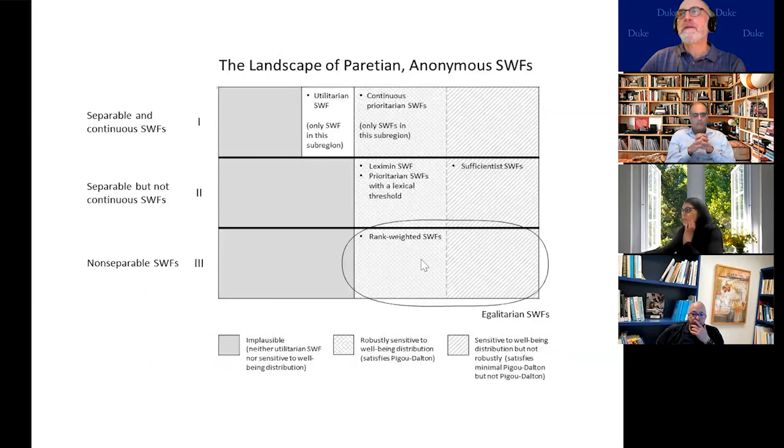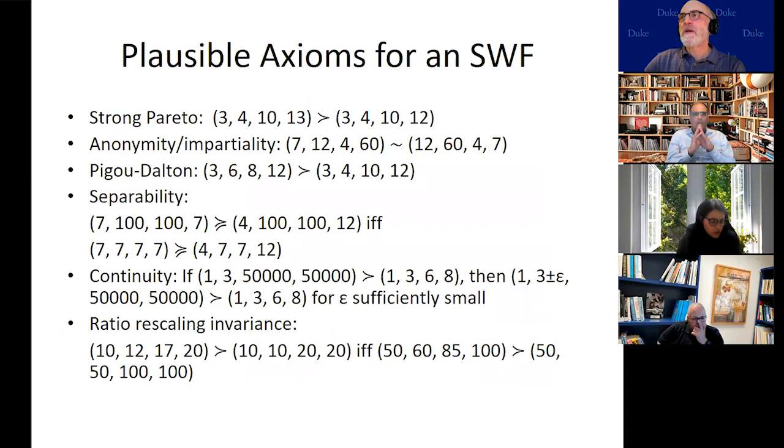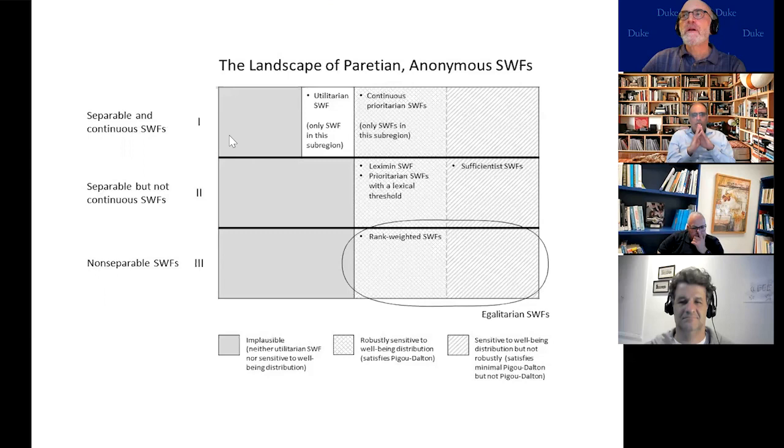I spent a lot of time with a graphic designer putting together this diagram for the book. This is in chapters 3 and 4. What is cool is that if we start with these two basic axioms of Pareto and anonymity, which seem fundamental, anonymity being ethical impartiality, and then we have these additional three axioms I mentioned, separability, continuity, and Pigou-Dalton, you can divide up the whole space of social welfare functions and see where they fall using these axioms.